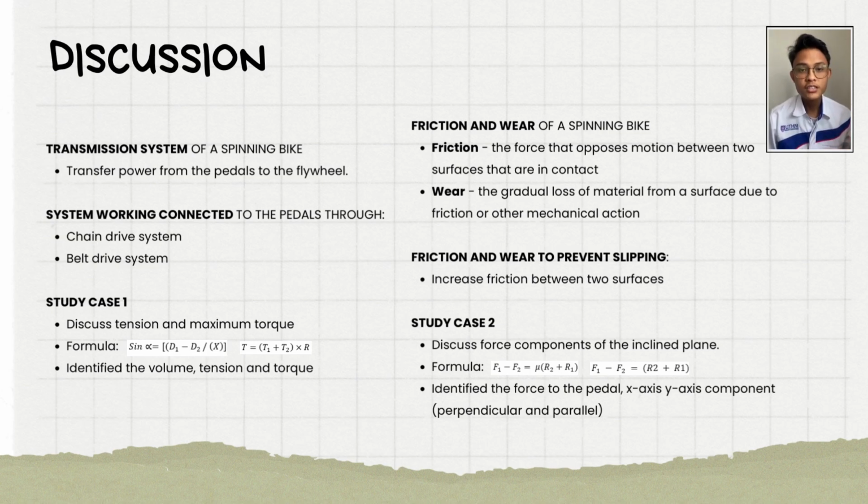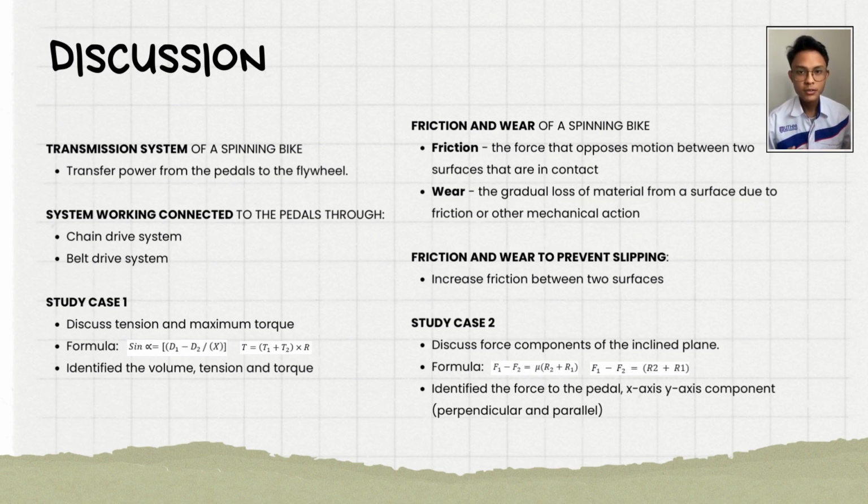So, what is the chain drive system? A chain drive system is a type of drive system that is used in spinning bikes. The chain is attached to the pedals and then connected to the flywheel. So, for the pedal, the motion is transferred through the chain to the flywheel, which creates the spin. Next, the belt drive system.